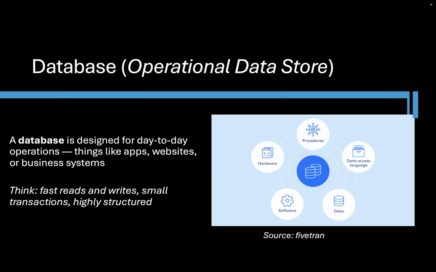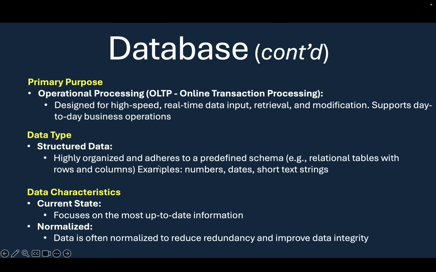Or if you go to a store, for example Walmart, and you purchase an item, when you check out, those activities are stored within a database. So this usually captures operational activities. In terms of its primary purpose, again I mentioned that this stores operational data. You might come across this term OLTP, online transactional processing. When you see this term, think of a database. This is for operational processing.